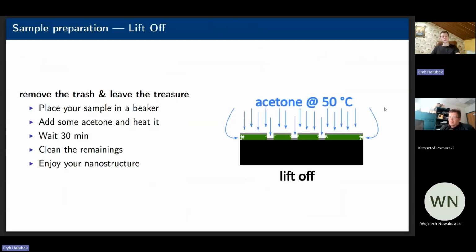So when this evaporation is done, then it's time to lift off. When you apply heated acetone, which removes the resist, as you can see in this figure, places where acetone has contact with resist, it eats the resist, it removes it, but when acetone is applied on the surface of the metal film, it does nothing to it.